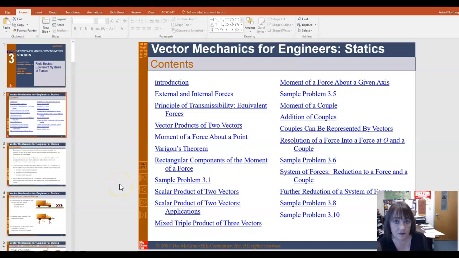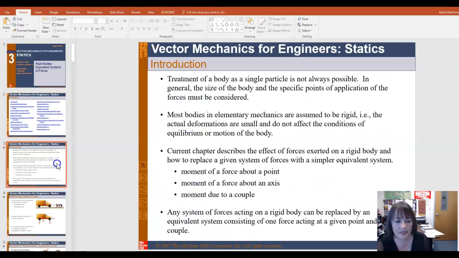Now, this is not a complete discussion, but what we're doing is taking the pieces of vector math that we need in order to execute vectors properly and to do the vector math associated with forces and moments and equilibrium of rigid bodies.